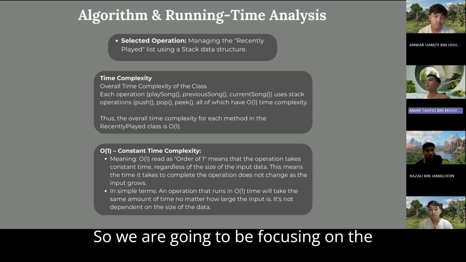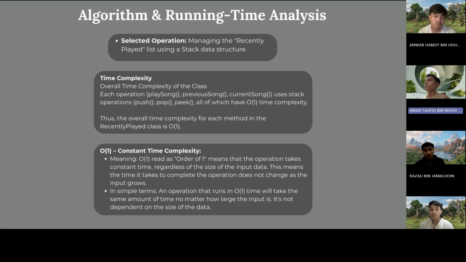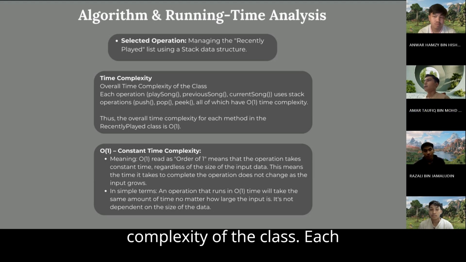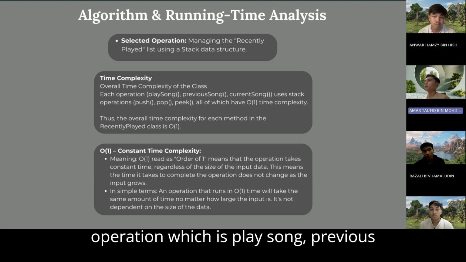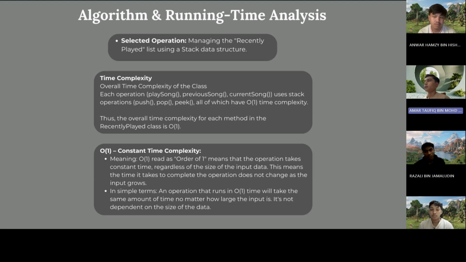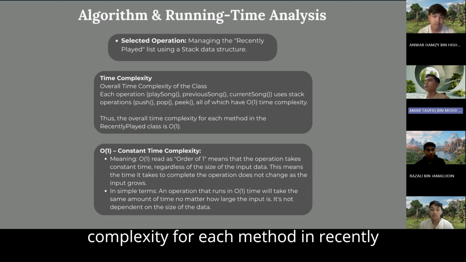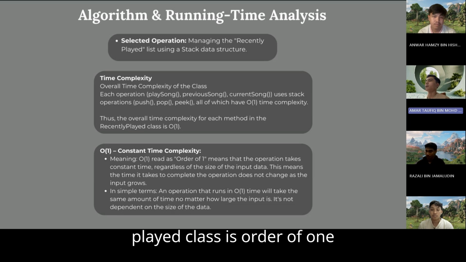So we are going to be focusing on the time complexity now. Each operation of the class, which is play song, previous song, and current song, uses stack operations like push, pop, and peek, all of which have O(1) time complexity. Thus, the overall time complexity for each method in the RecentlyPlayed class is O(1).